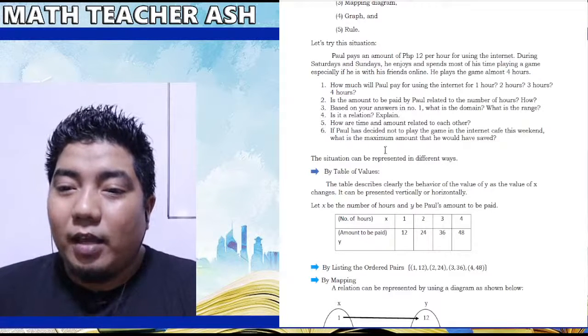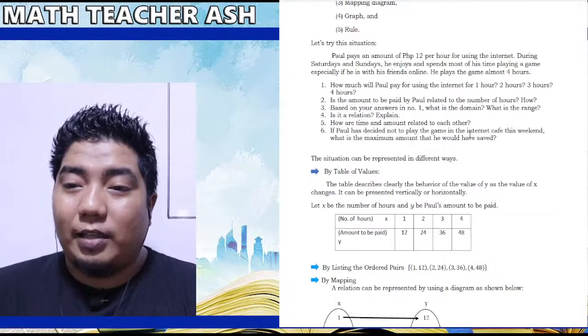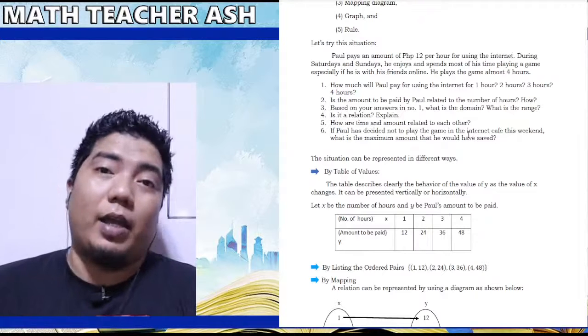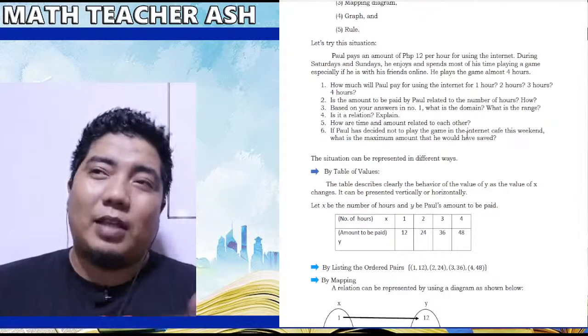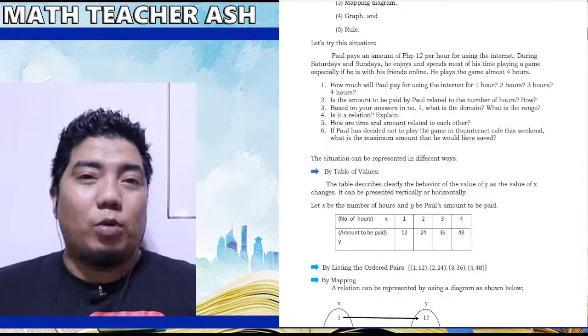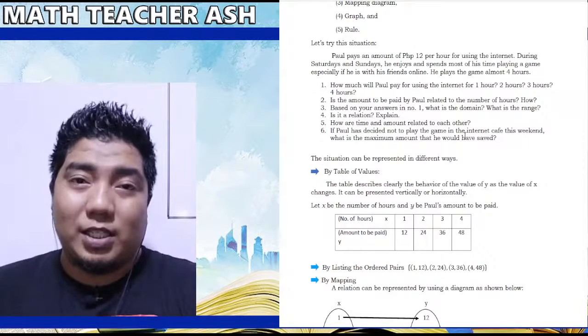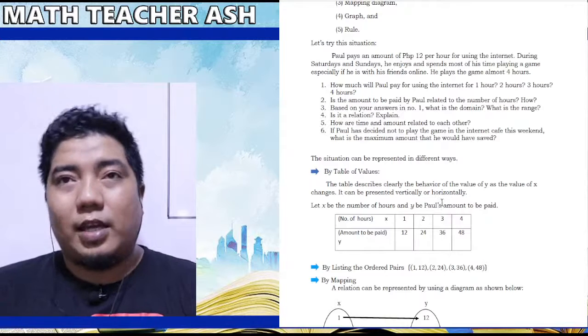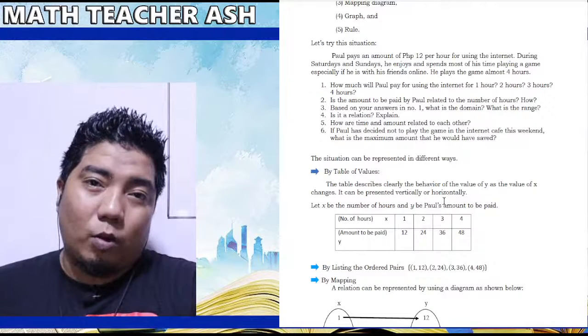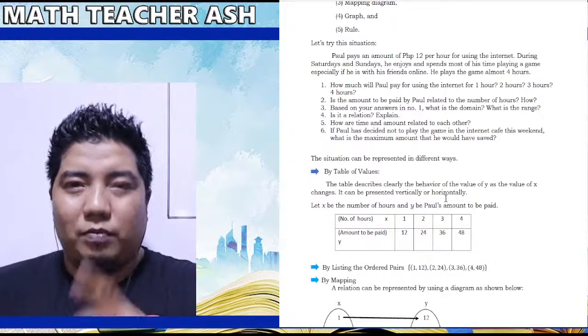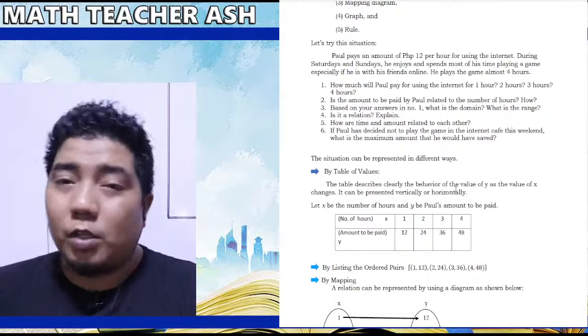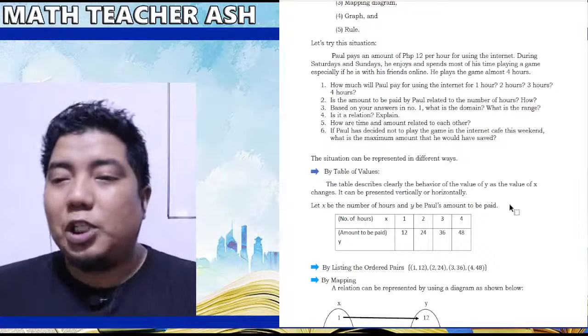And then, how are time and amount related to each other? It is multiplied by 12. Why? Because every time na nag-a-add tayo ng number of hours, we just multiply it by 12. Or we just, in any case, kapag nasa 3 oras ka na or 4 na oras ka, magdadagdag ka lang parati ng 12, 12, 12. Alright, so ganun. So it is a repeated addition.